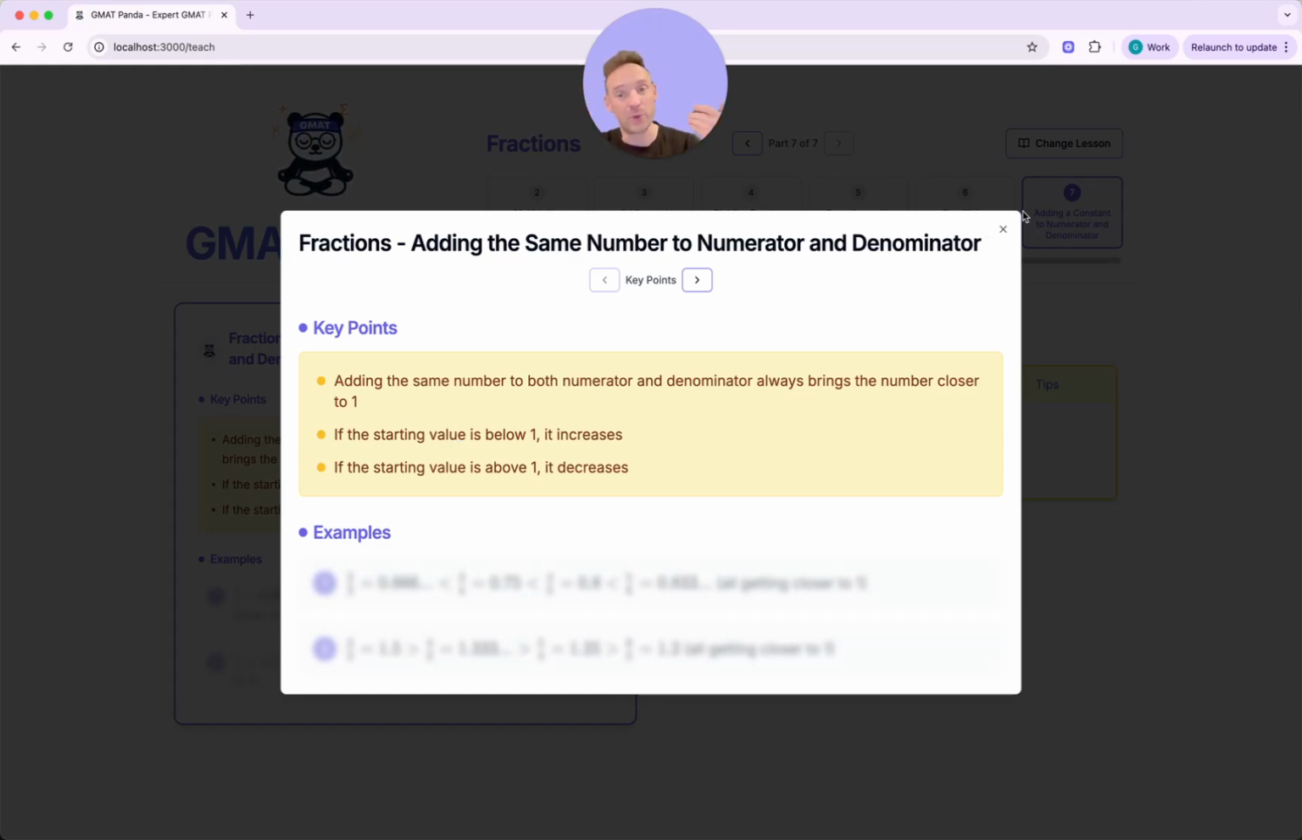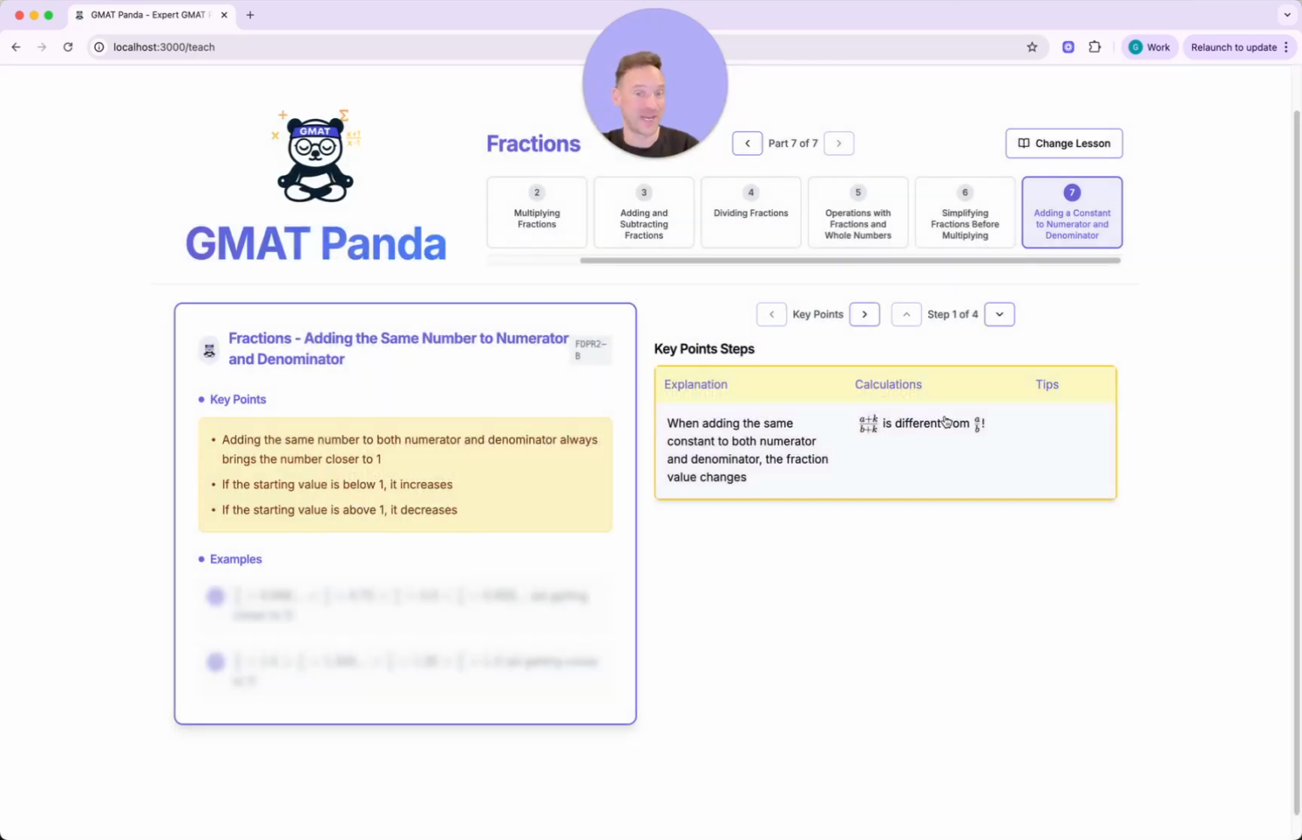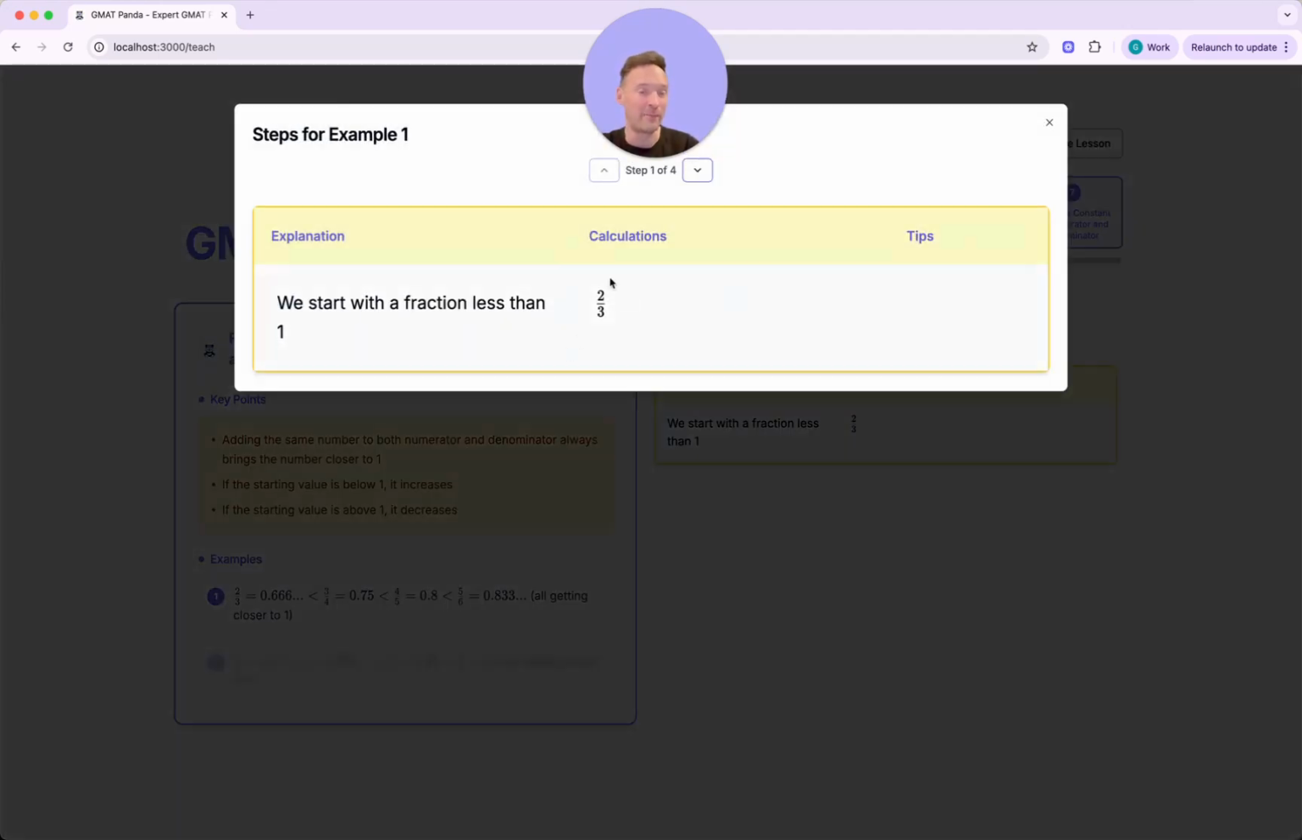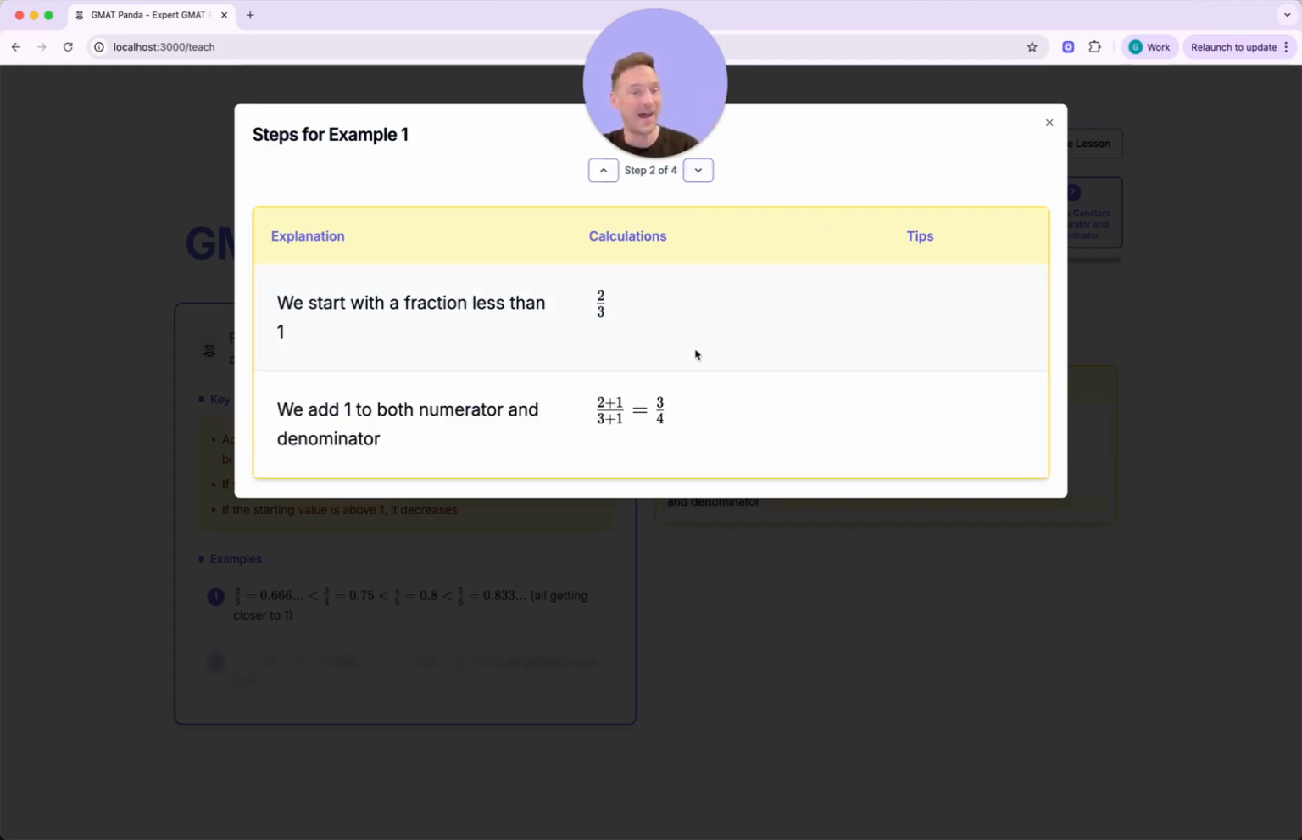Okay, so there's two types of these kind of questions. One would be when you have a typical fraction where the numerator is smaller than the denominator. In this case, let's say we've got 2/3. Let's add one at the top and one at the bottom. And we're going to get 3/4, right?